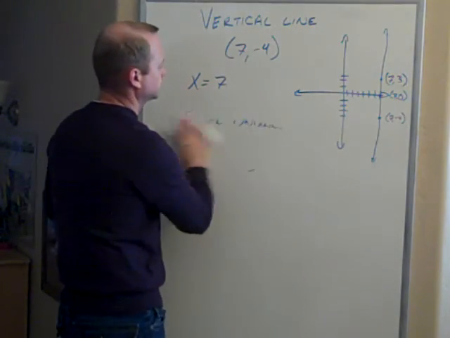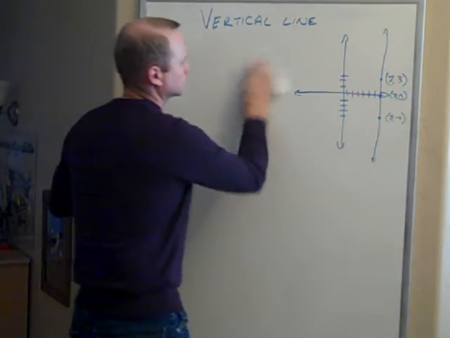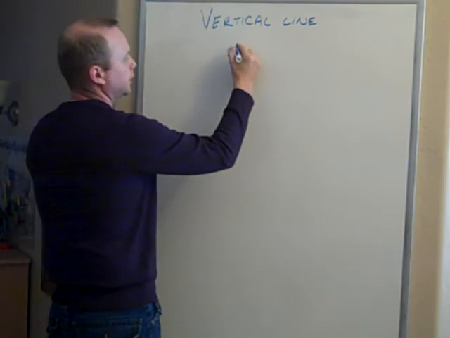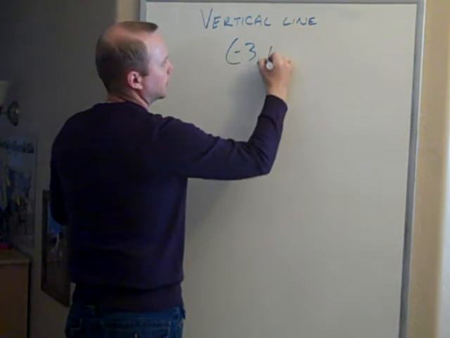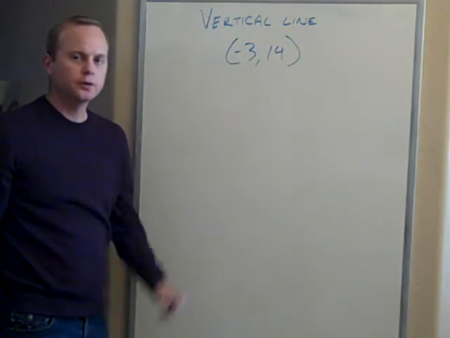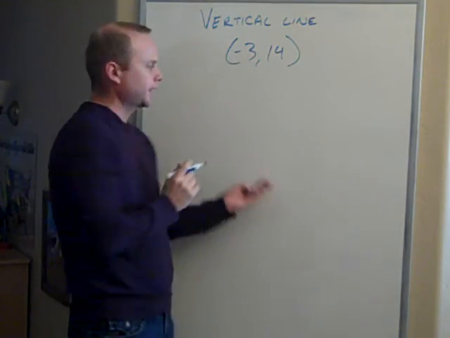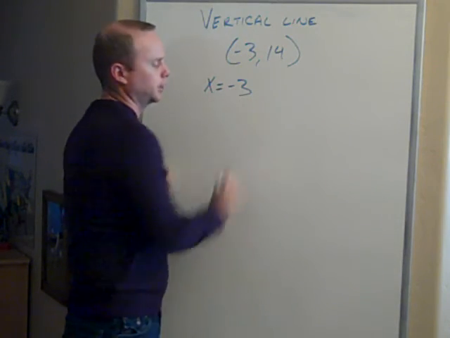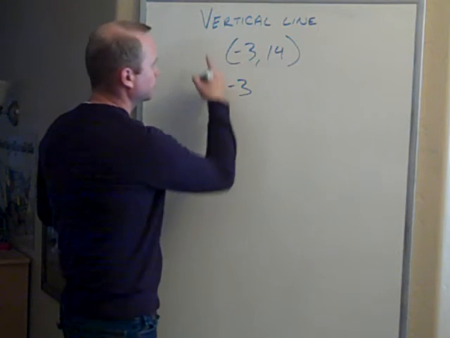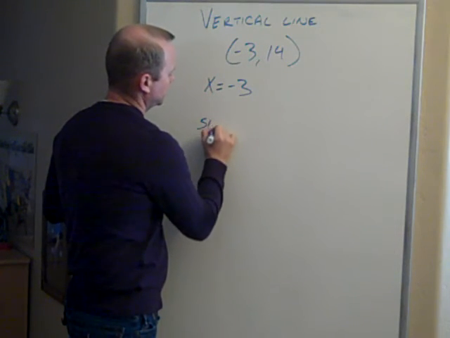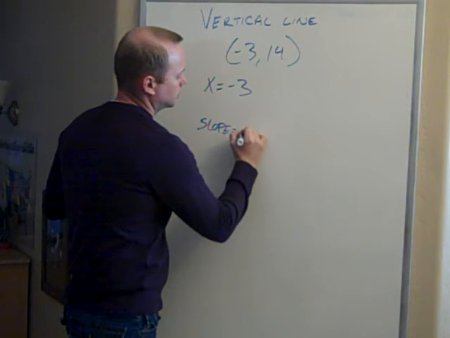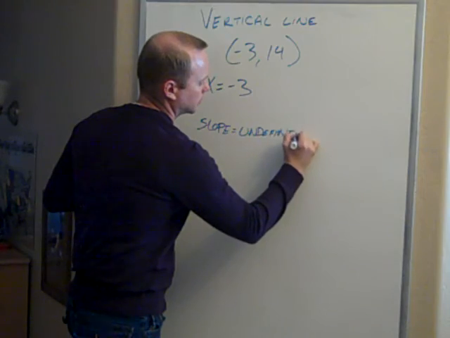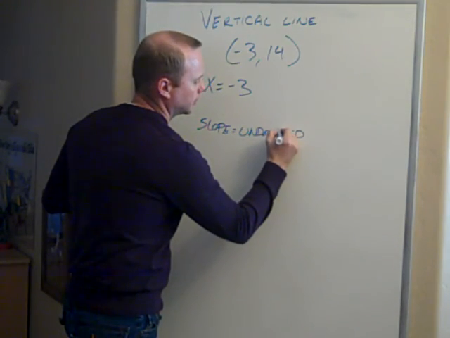Now let's look at one other one. Alright, if we take the point negative 3, 14, I know that on a vertical line, all of my x values are going to be the same. So I know that my equation of my line is x equals negative 3. And then I also know that my slope on all vertical lines is undefined. So slope is undefined.